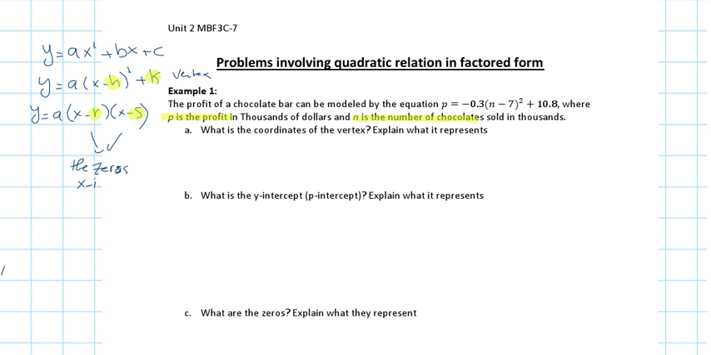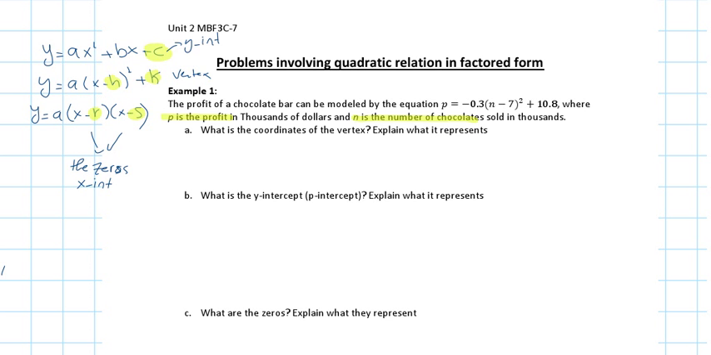What can I find from the standard form? What does this represent? The y-intercept. Okay? So each form gives me different information.